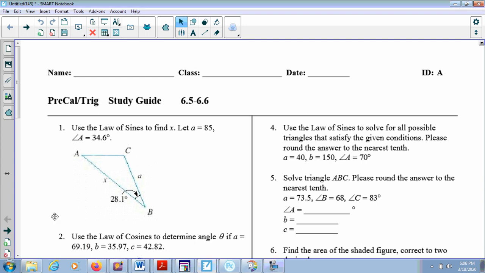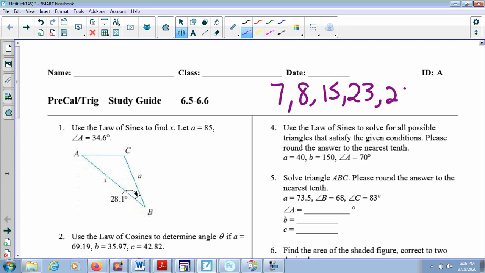So here are the questions that I got. I'll put them up at the top. Maybe there were some of the ones that you had, you just didn't have the time to send me a message. I got asked about 7, 8, 15, 23, and 24.